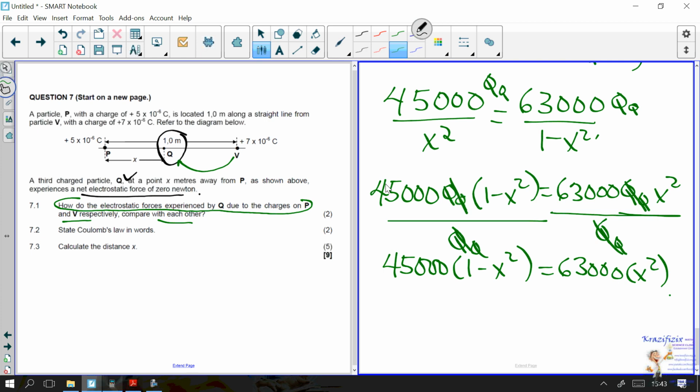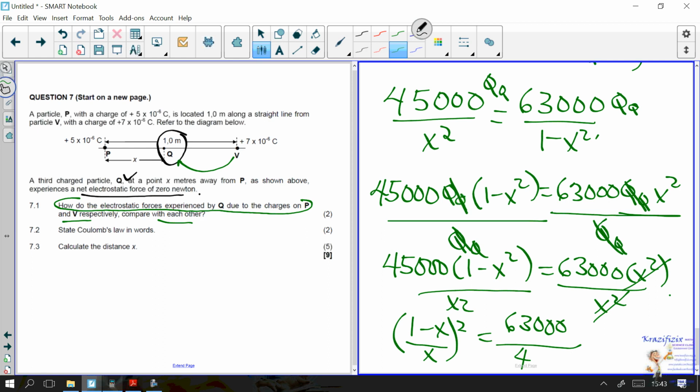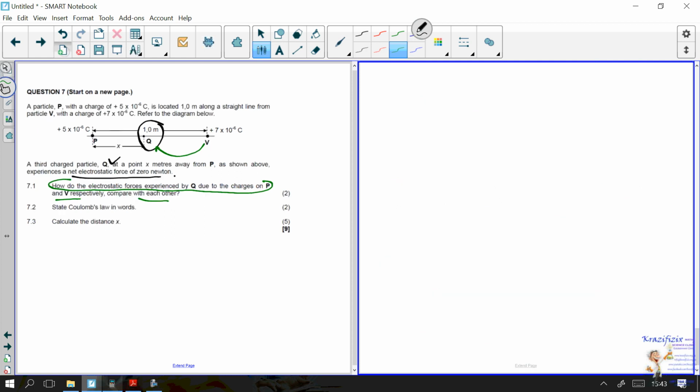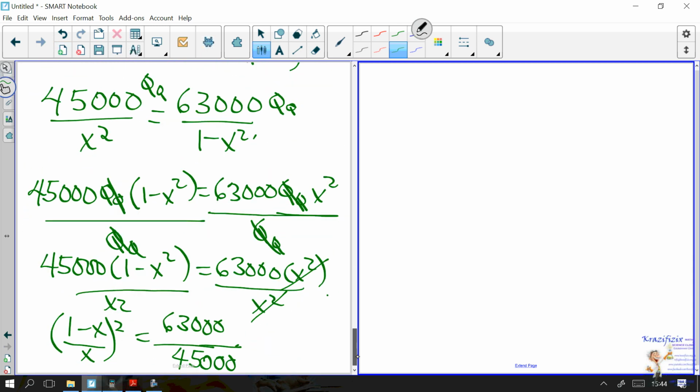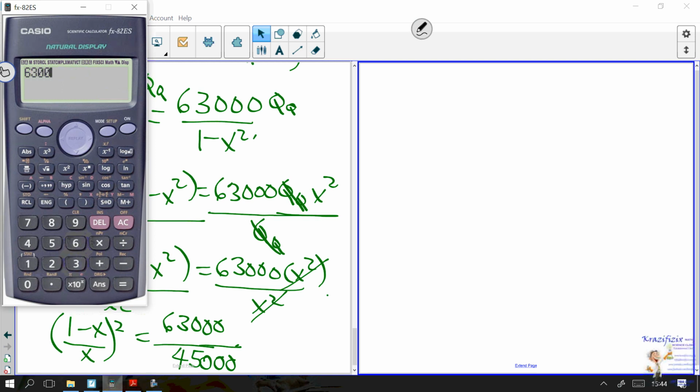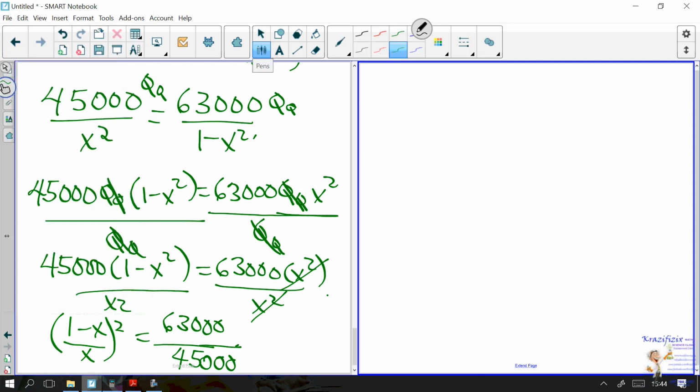Can I divide both sides by x squared quickly? All right, x squared, that goes. And if I divide both sides now by 45,000, 1 minus x over x squared will be equal to 63,000 divided by what? 45,000. All right, 45,000. Okay, let's add a new page. Now, what is 63,000 divided by 45,000? Let's go check our calculator. 63,000 divided by 45,000. 7 over 5, 1,4. You see we're back there. 1 minus x over x squared equals 1,4.